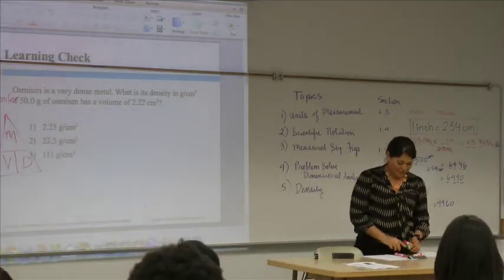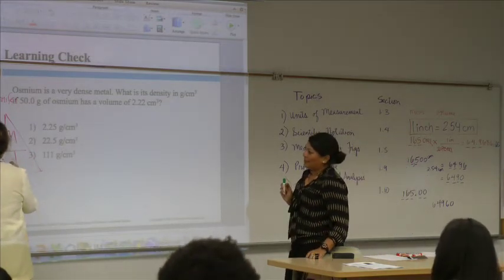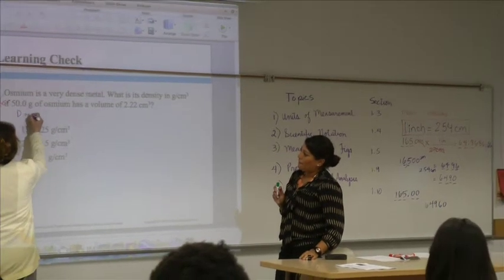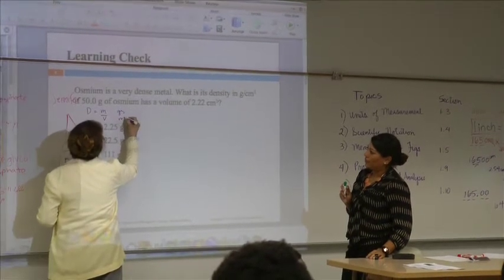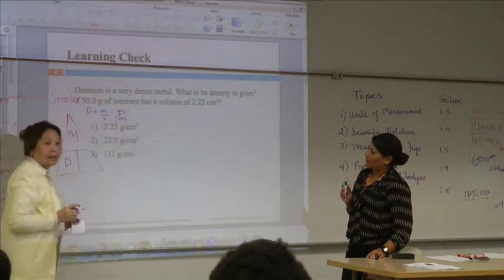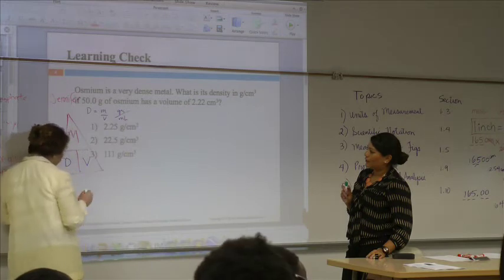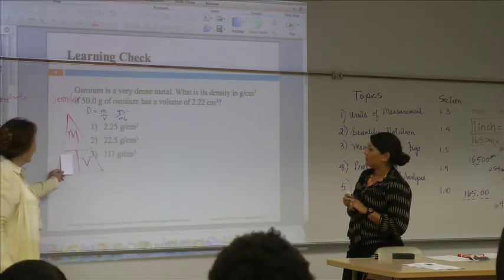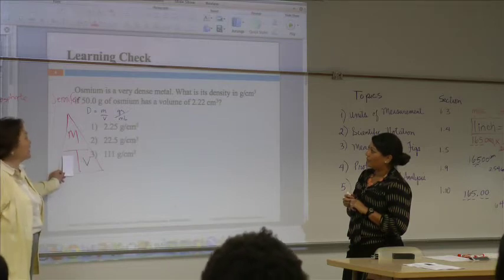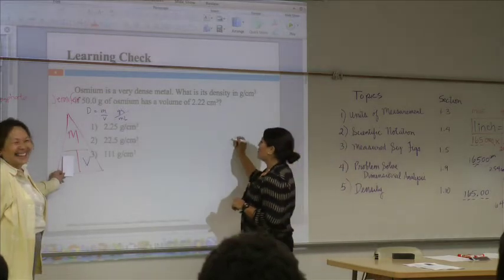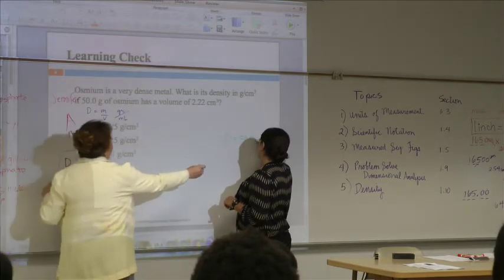But I'm going to do something. I'm going to put density on this side here, because the definition of density is equal to mass over volume, right? Mass is in grams, and volume is in ml, so it's grams per ml. So when you're looking for density, it's mass over volume. Isn't that cool? Equals 50 grams over the volume.